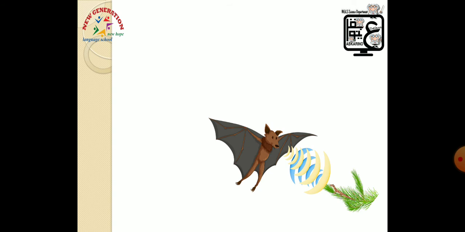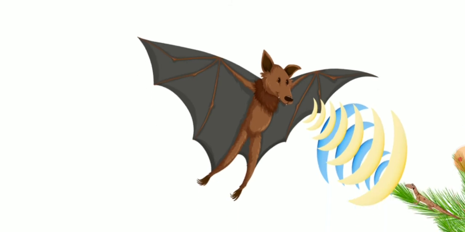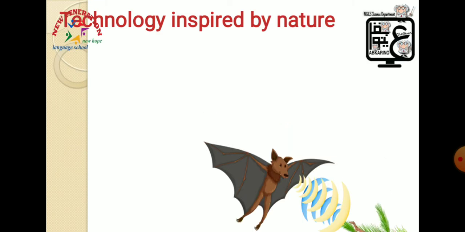Okay, what is this? Yeah, super. Excellent, Asil. You're amazing. Asil said it's a bat.